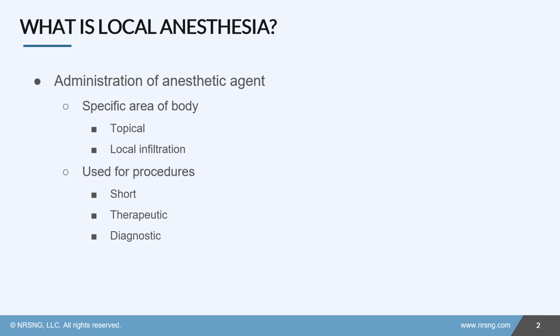Guys, local anesthesia is when a specific medication is applied either topically or infiltrated or injected into a specific area of the body that needs to be operated on. Specifically, local anesthesia will be used for shorter procedures for therapeutic and diagnostic reasons. Guys, we would not be using local anesthesia to replace a heart valve. So be sure to check out the other lessons we have on general anesthesia and moderate sedation.